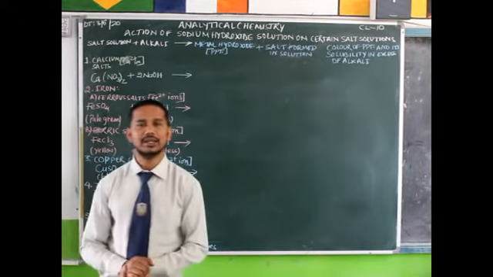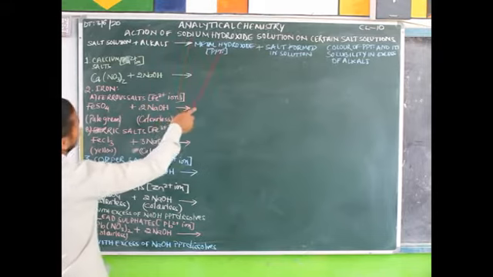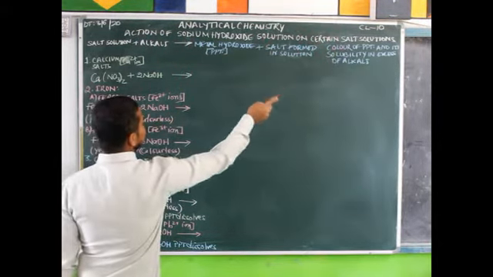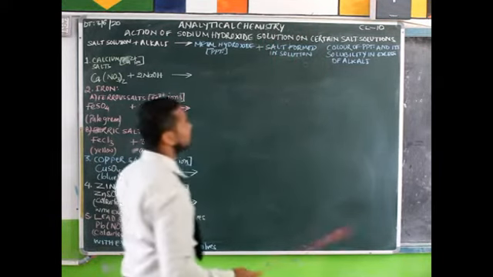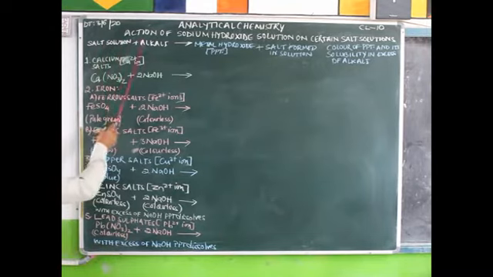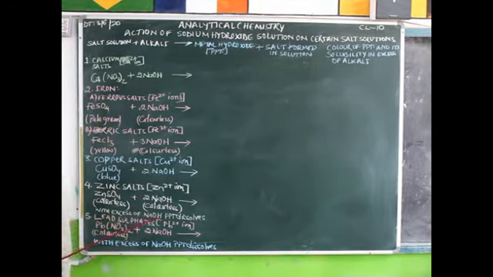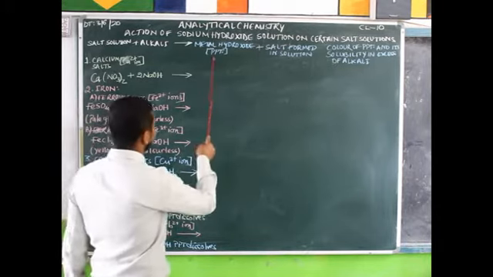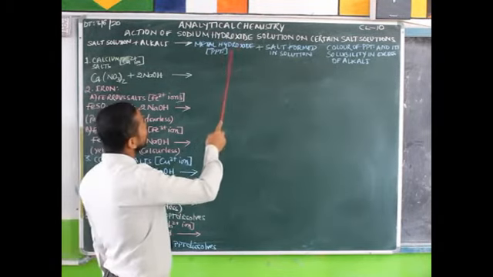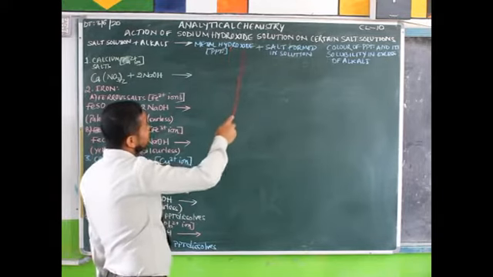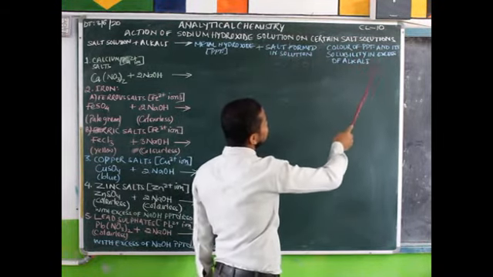So first of all, we look at the action of sodium hydroxide solution on certain salt solutions, added drop by drop. What will happen? Salt solution plus alkali gives metal hydroxide, generally an insoluble metal hydroxide precipitate. What do you mean by precipitate? An insoluble substance. So we'll see the insoluble metal hydroxide, the salt formed in solution, the color of the precipitate, and its solubility in excess of alkali.